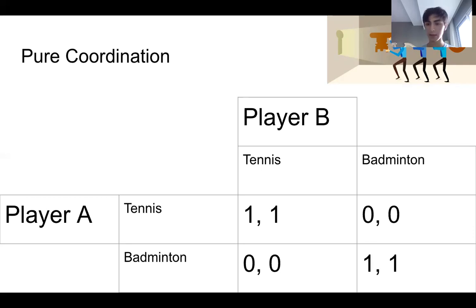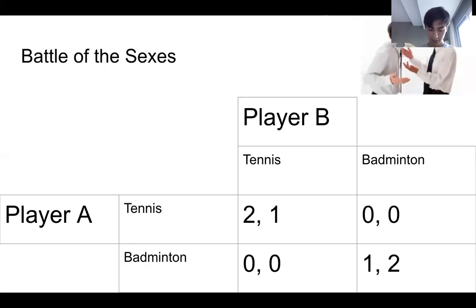Great. Okay. So let's go back to Battle of the Sexes. Despite the fact that there are two Nash equilibria, neither one of them is exactly great. So in this case, once again, players. If both players are dumb, then they are probably just going to stick with their preferred thing, right? Player A is going to choose tennis, and player B is going to choose badminton.